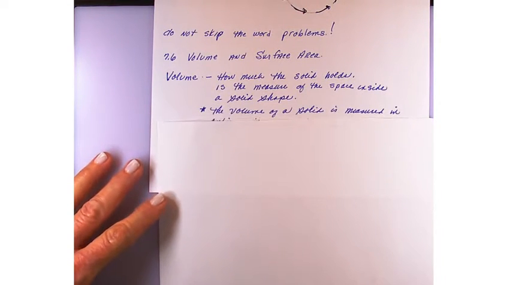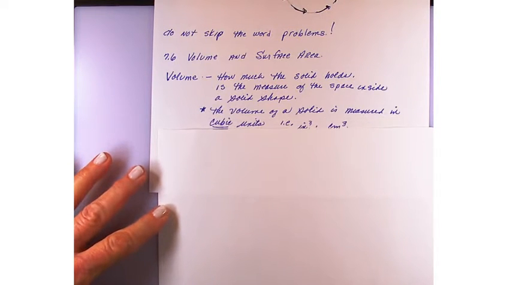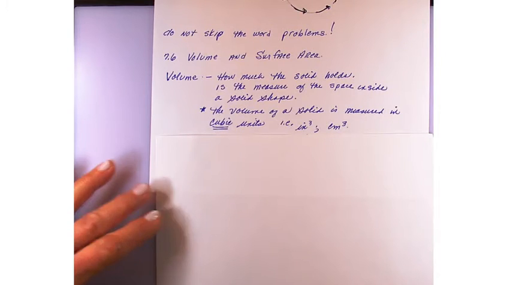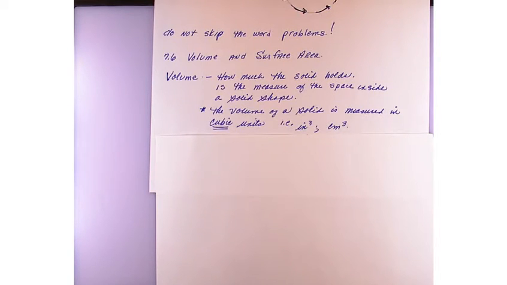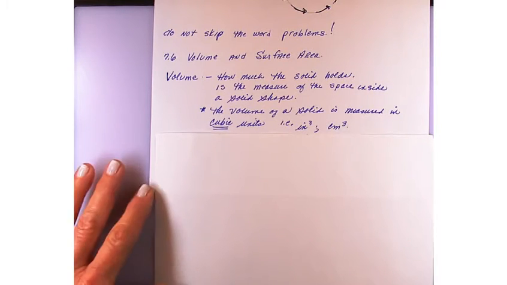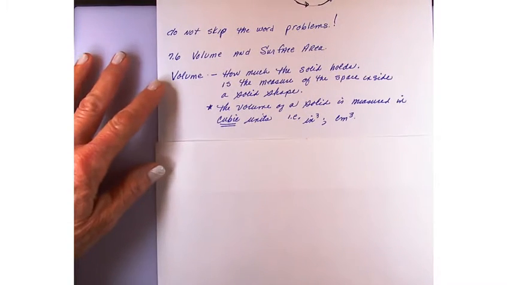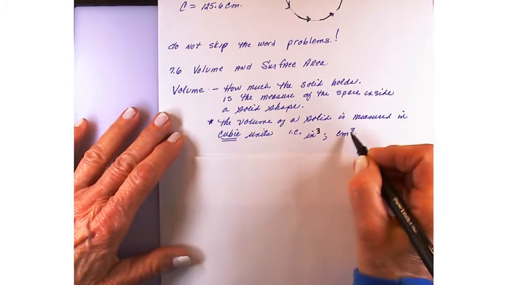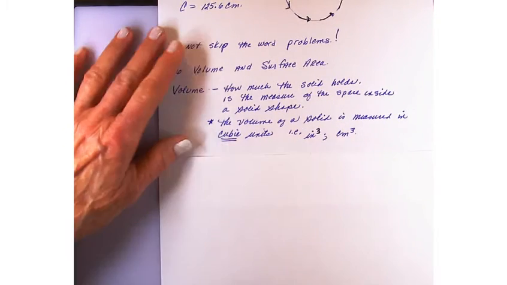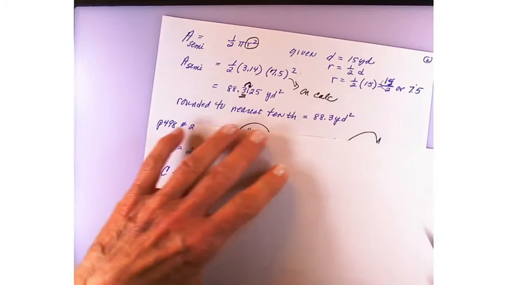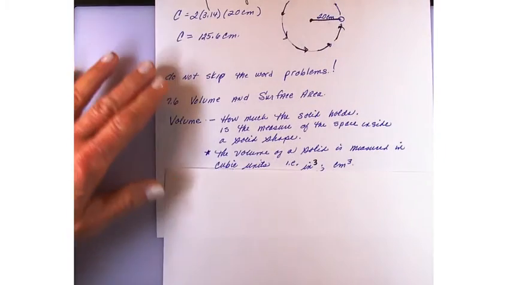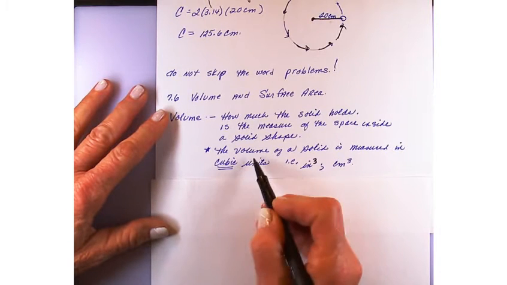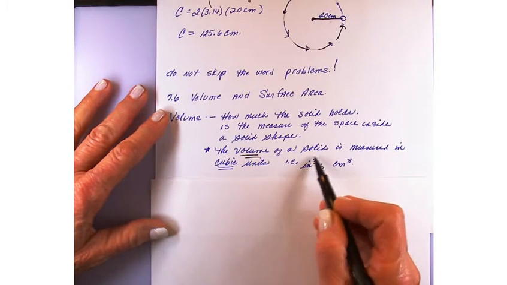The volume of a solid is measured in cubic units, inches cubed, centimeters cubed. So note this, we have inches cubed or centimeters cubed. Remember, area was squared, but volume is going to be cubed.